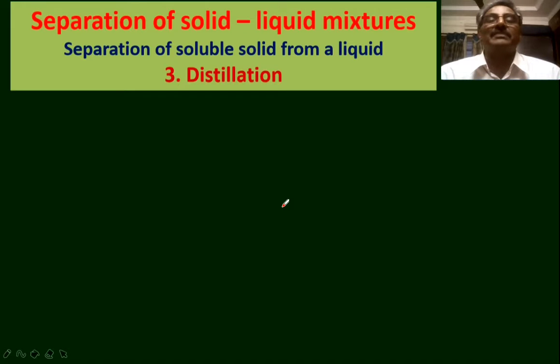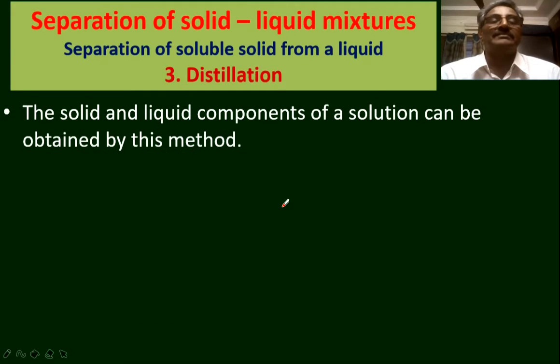Another method available for the separation of a soluble salt from a liquid is distillation. The solid and liquid components of a solution can be obtained by this method. In the evaporation, only solid is collected and liquid is discarded. But if you want to collect the liquid component also, the distillation process is useful.